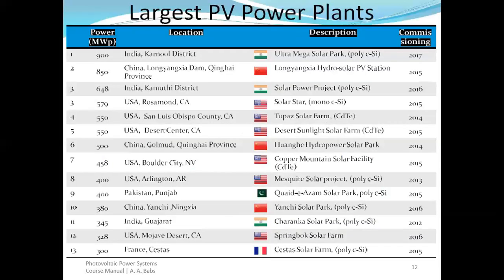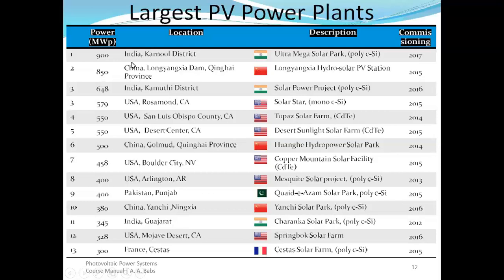These are the largest PV power plants as at 2017. You will find some of them were commissioned in 2015, some in 2012, some 2016, some 2014. The newest one here is 2017 that we checked, and it was commissioned in India. It is called an ultra mega solar park, and they use polycrystalline silicon as the type of module for this installation. I'm going to be explaining what that means later. It's a type of PV technology.